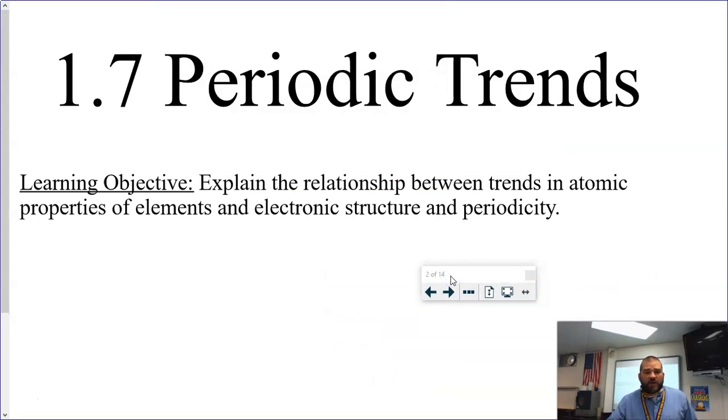All right, topic 1.7, this is on periodic trends. We're looking at the periodic table, and we're going to look at a couple of trends that show up throughout the course of the organization of this thing. Okay, so the objective today: explain the relationship between trends and atomic properties of elements and the electronic structure and periodicity. Okay, electronic structure is of course related to the electrons. Again, how many electrons are there? Where are they located? Which orbitals are they in? And periodicity is just the fancy word for saying that a pattern repeats itself. Okay?